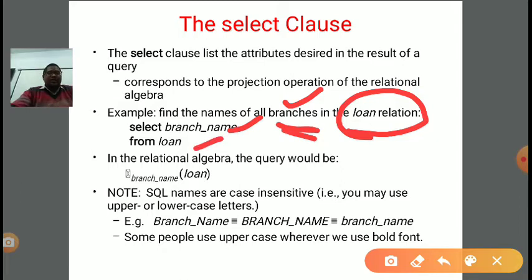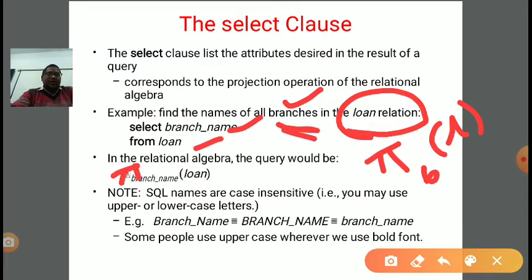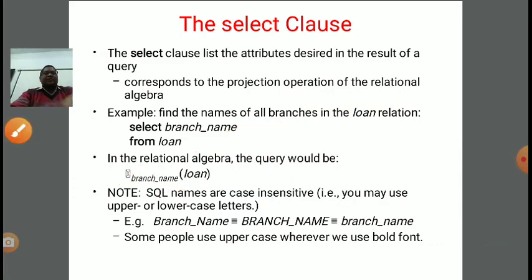Loan relation. Okay. If we want to write this same query in relational algebra, which we already covered, how do we write it? The pi operation. We need to write pi, and what do we want to pick? Branch name. So here we write branch name, and from which relation? Loan relation. So it is written here as pi, then branch name, and from which relation? Loan relation. In this manner we can write the queries here.